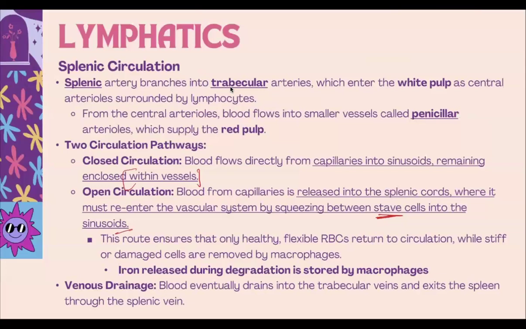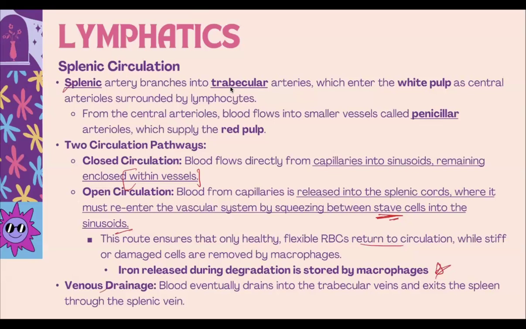So what this does, as you mentioned, is that the spleen's function is to remove old RBCs and so on. When blood is in the open space and has to re-enter the vascular system by squeezing, only the healthy, normal cells will be able to do this and go back into the vessels, while the damaged ones are removed by the macrophages. Important point to note: when the RBCs are digested and their iron is released, it is stored by the macrophages.